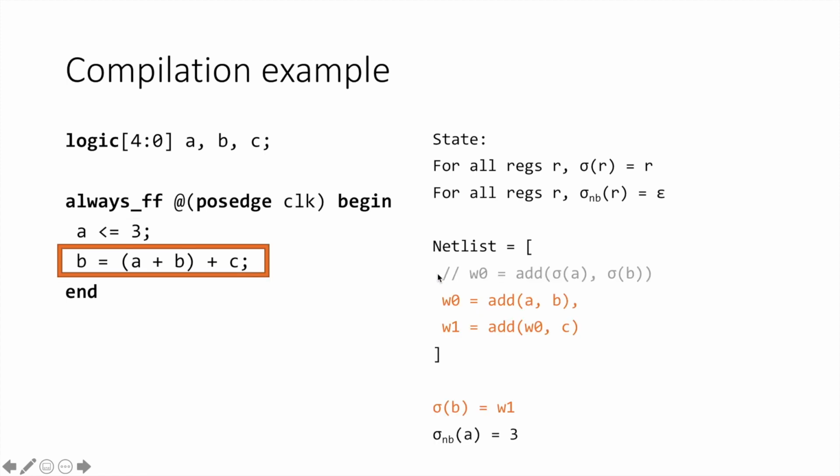And we did not need to generate any new cells here. But for the second line, the right-hand side is more complicated, so we need to generate new addition cells. And after we have done that, we also need to update the sigma for B to say that if we want to read the value of B, we should look at wire W1, which is the output of one of these new addition cells.